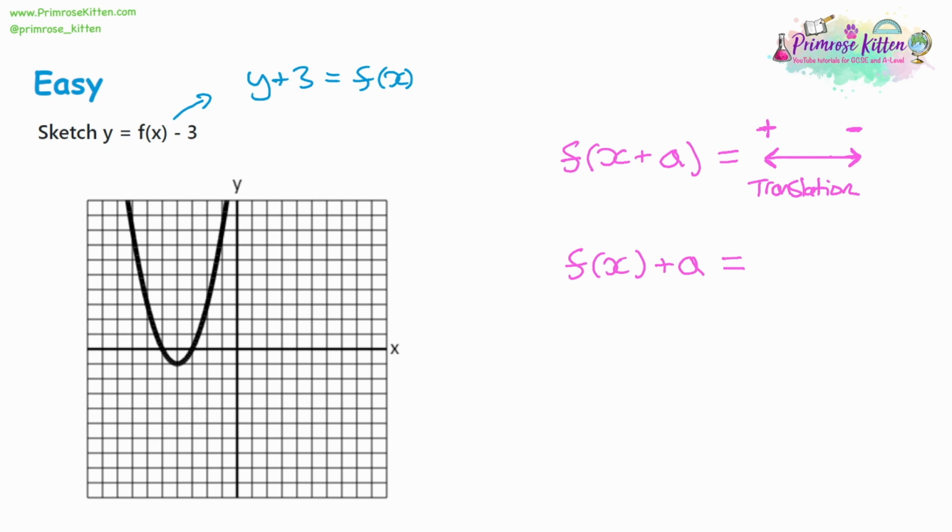Now, again, this is going to happen the opposite way of what you think. So if we have y plus 3 equals f of x, then we're actually going to go 3 downwards. So we can take the bottom of the curve and count down 3, and this is going to be the bottom of our new curve.